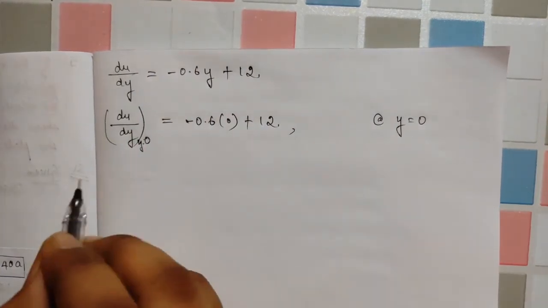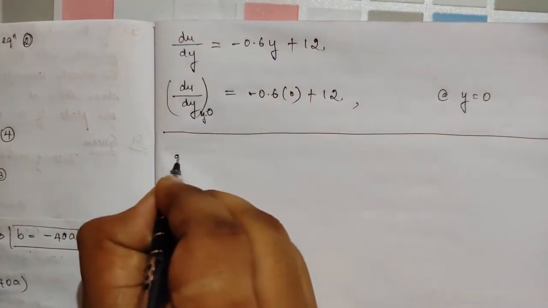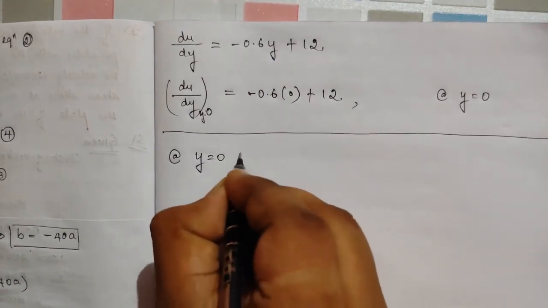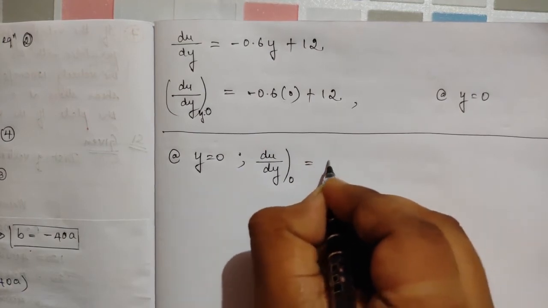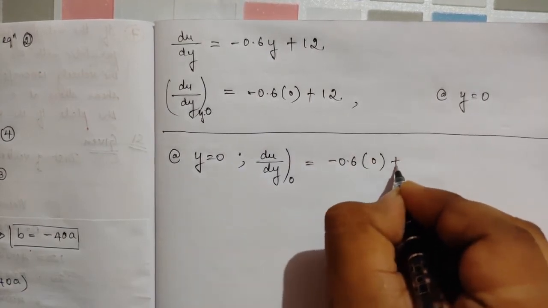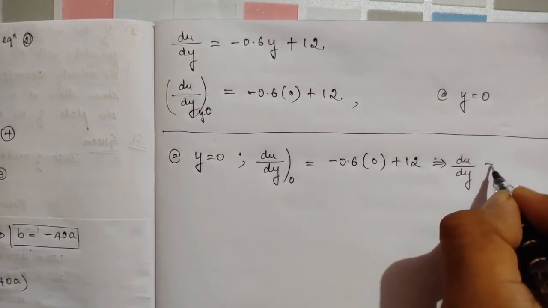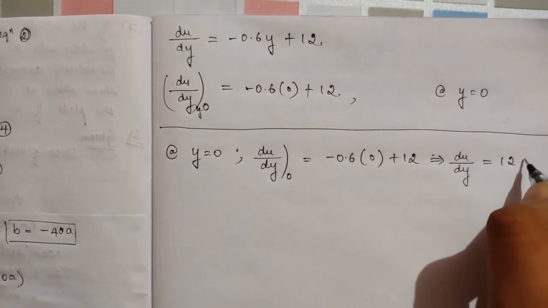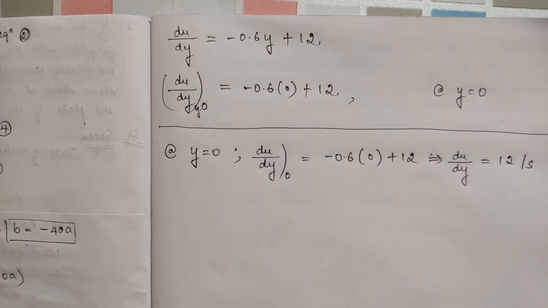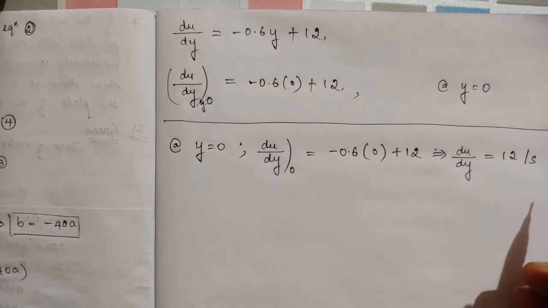Okay, so now I'll write in a clear form. See here, at y is equal to 0, du by dy at y is equal to 0 will be 0.6 into 0 plus 12, which implies du by dy is equal to 12. Okay, 12, we don't know the unit here, per second. If they are given in meter, it will be meter per second, otherwise centimeter per second.